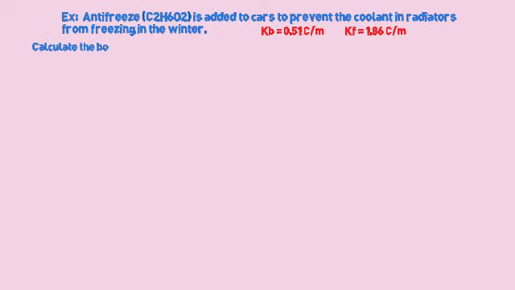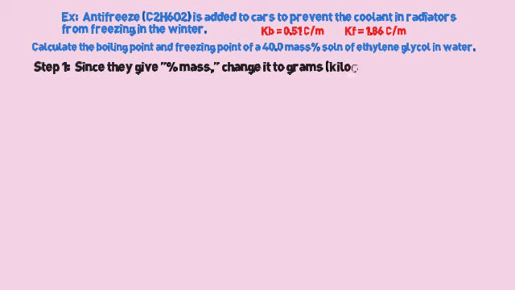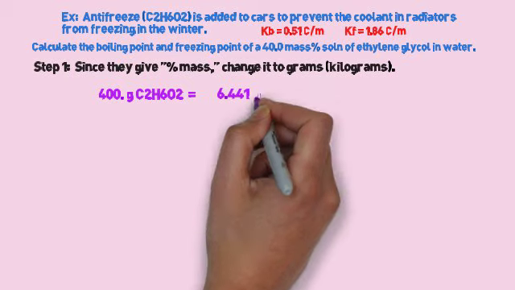All right, so we're going to calculate the boiling point and freezing point of a 40% mass solution of ethylene glycol in water. You can pause and try doing it yourself, or you can pause after each step. So step 1, since they give mass percent, you should change it to grams, really out of kilograms. We're going to be looking at it out of kilograms since we need that for molality. Then you're going to change that to moles. So 400 grams C2H6O2 from 40% is equal to 6.441 moles.